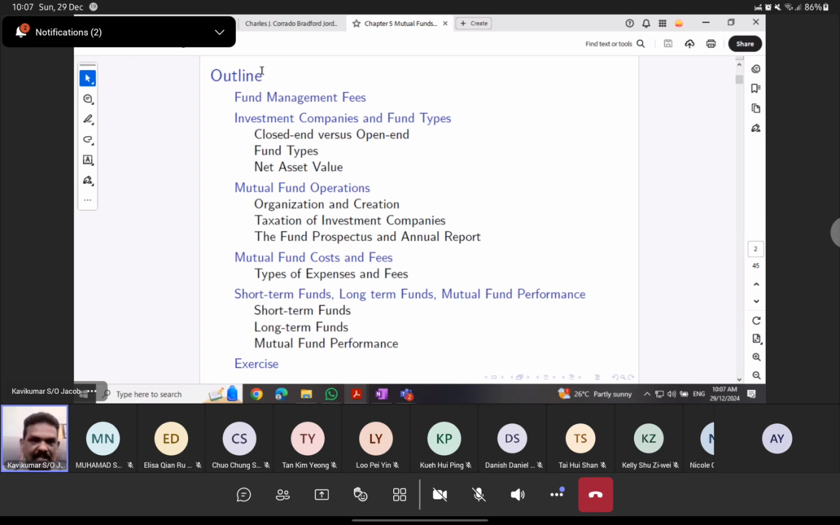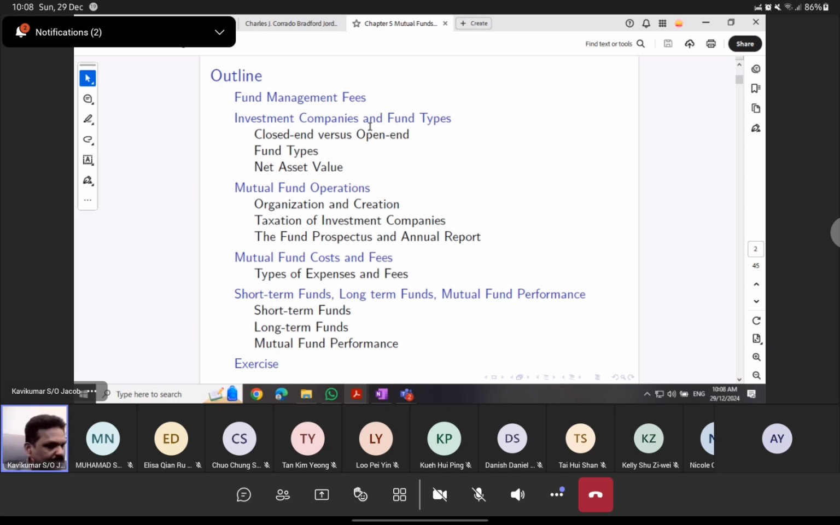These are the contents of our chapter 5. We start from fund management fees, investment companies, and fund types. There are three fund types actually: closed end versus open end, fund types, net asset value, mutual fund operations. In this section, we will understand how the mutual fund is operating, then mutual fund costs and fees. Last, short-term funds, long-term funds, and mutual fund performance.